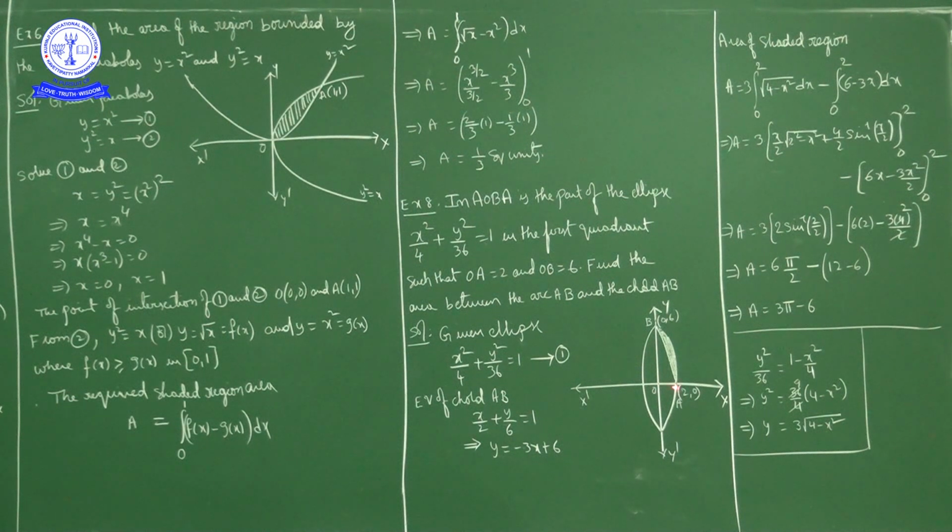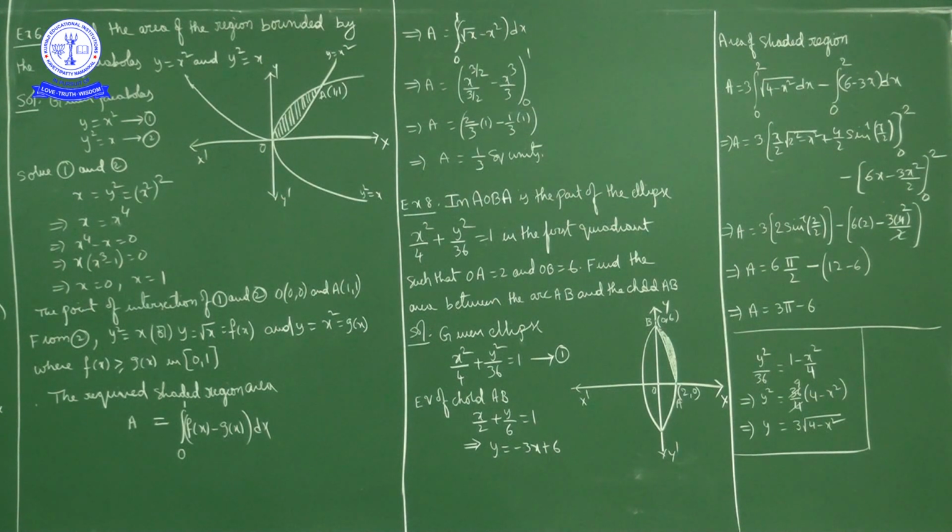OA is equal to 2. This is 2. OB is equal to 6. This is 6. Now the question is to find the area between the arc AB, so this arc area, and chord AB, the equation of line AB. If you observe in the first quadrant, it is simply the area in the first quadrant minus the area under the triangle OAB. So in the ellipse, the first quadrant area minus the triangle OAB area we have to find.